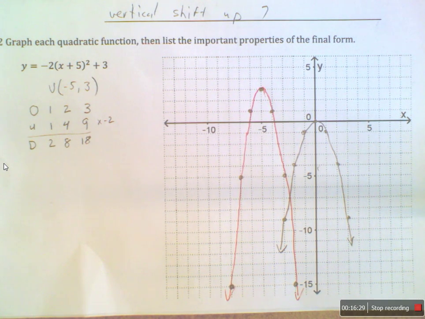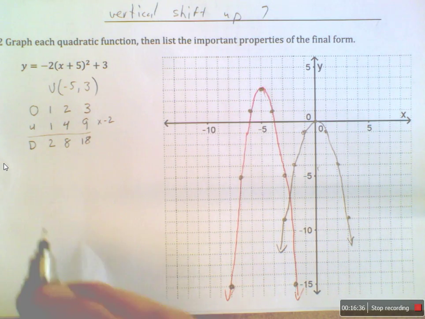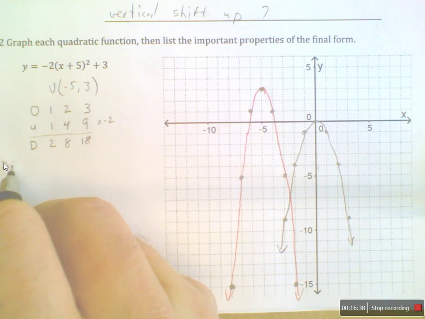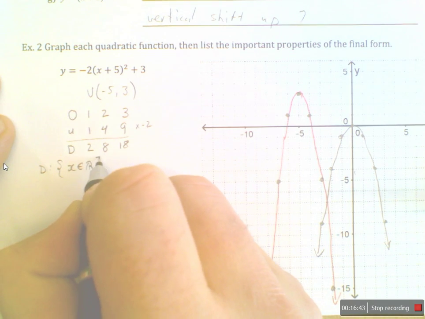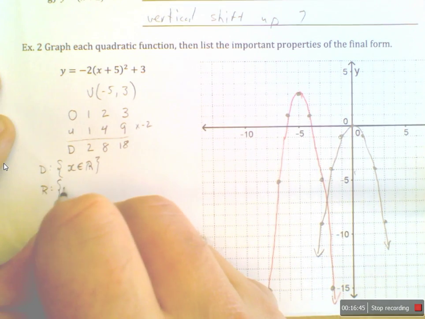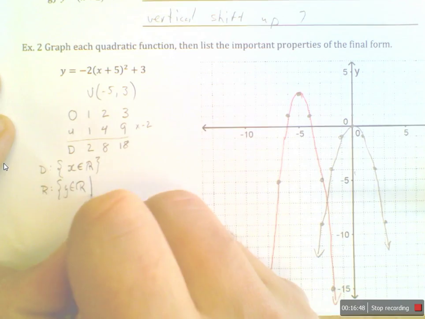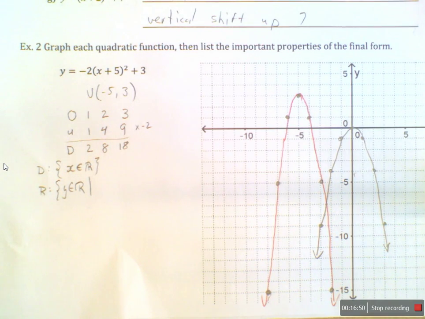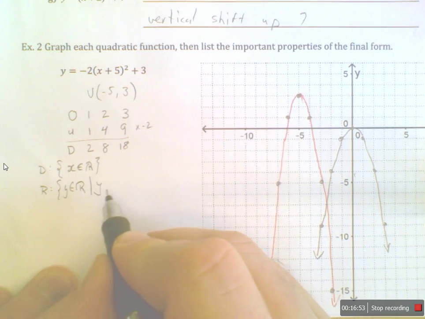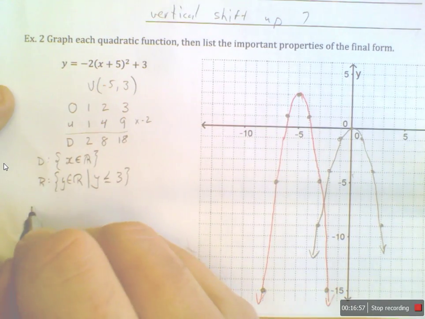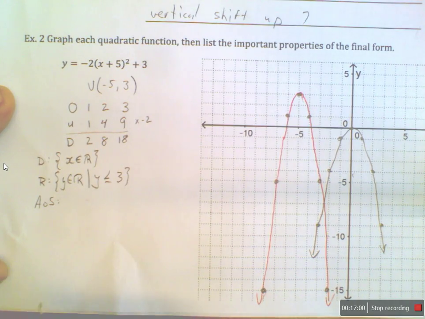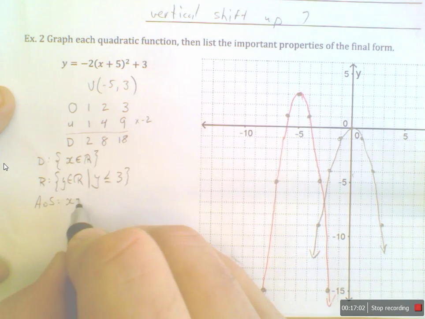Okay, this says list the important properties. Any questions? List the important properties in final form. So that's the red curve up there. We already did the vertex and the growth pattern. What else is there? There's domain: x is an element of the real numbers. There's range: y is an element of the real numbers such that, what? Tatum? Y is smaller or equal to 3. Good. The axis of symmetry is x equals -5.